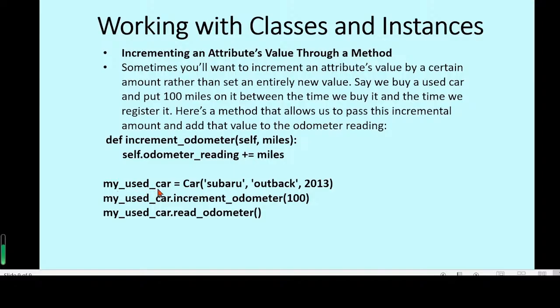When we create an instance called my_used_car of the Car class with the information Subaru Outback 2013, we can use dot notation with my_used_car.increment_odometer and an input value of 100. Then the car's odometer reading will be incremented by 100 miles over the current value. Then we can also read the odometer reading.